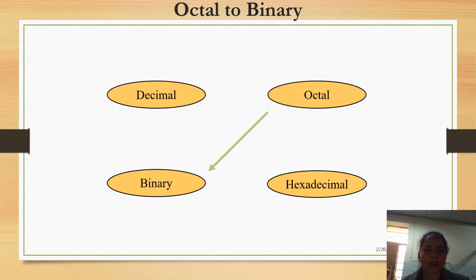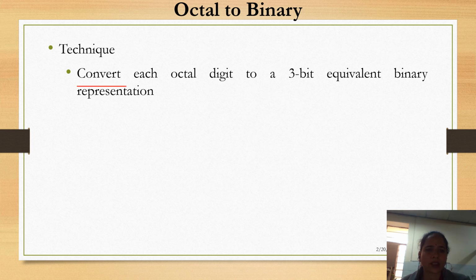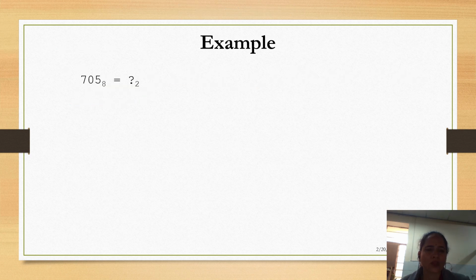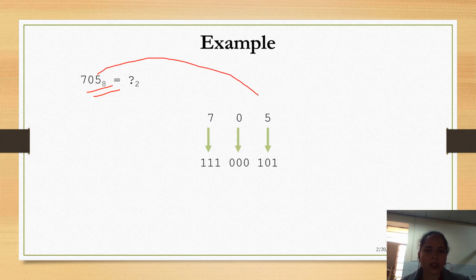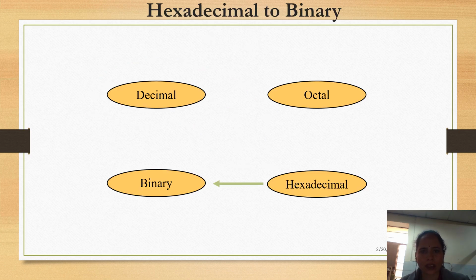Now, octal to binary: how do we convert it? Convert each octal digit to its 3-bit equivalent binary representation. So 705 is the octal representation. Now we just convert it using the 3-bit grouping. First we take the 3-bit combination of 5, which is 101, the 3-bit combination of 0, which is 000, and the 3-bit combination of 7, which is 111, and that is the final answer.